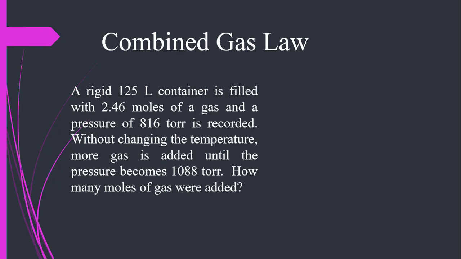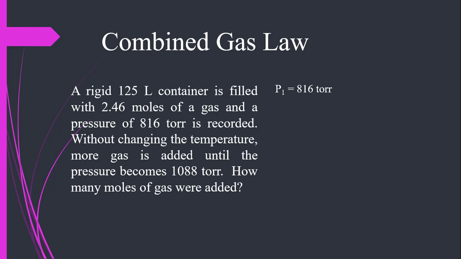So you've got a rigid 125 liter container. That means the volume of the container can't change, and it has 2.46 moles of a gas, and the pressure is 816 torr. You don't change the temperature, but you add more gas until the pressure becomes 1088 torr. How many moles of gas were added? Go. And if you came up with 3.28 moles, you're incorrect. Why? Let's walk through it.